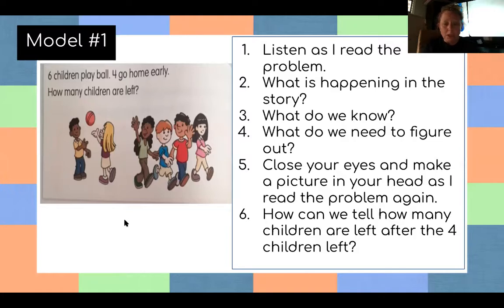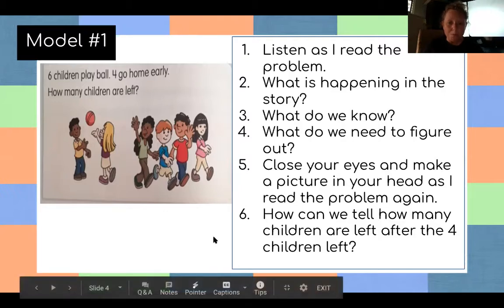Now, I want you to close your eyes and make a picture in your head as I read the problem again. Close your eyes. I see your eyes still open. Go ahead and close them and make a picture story in your head. Here we go. 6 children play ball. 4 go home early. How many children are left? How can we tell how many children are left after the 4 children go home?